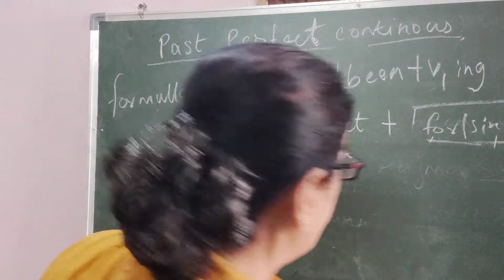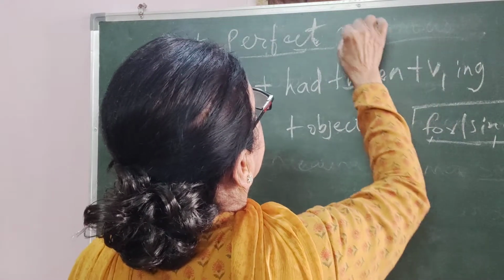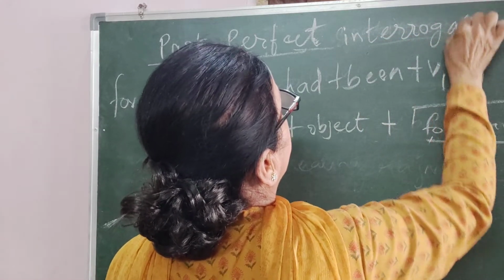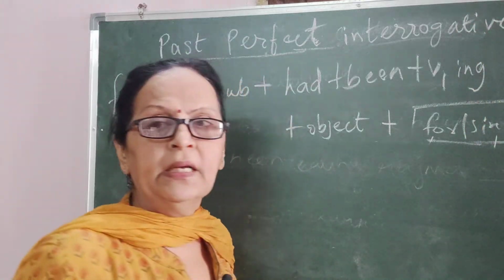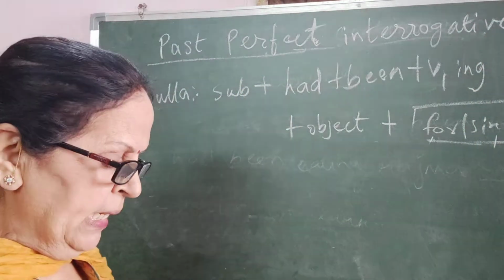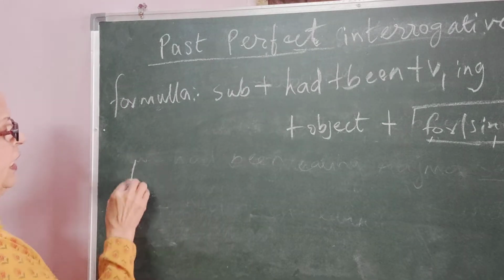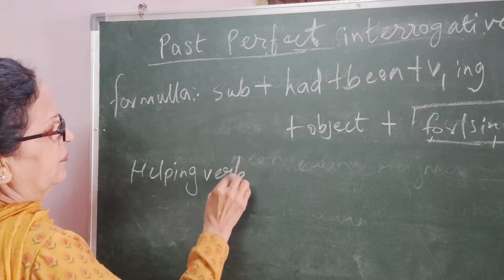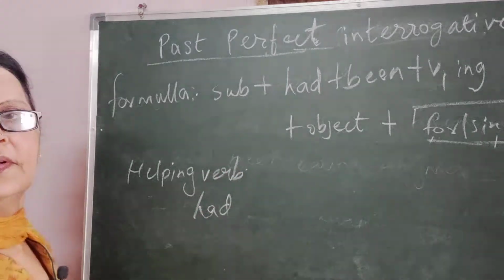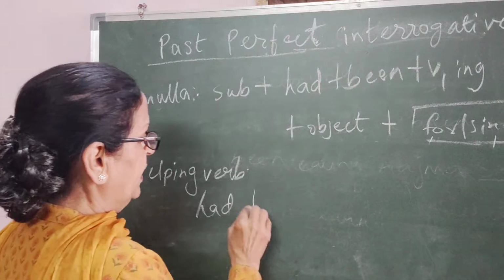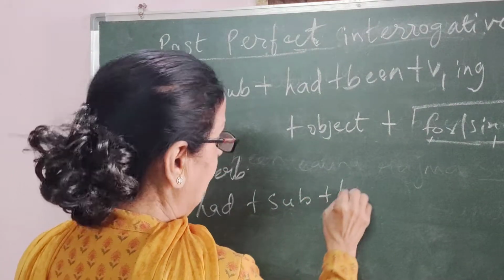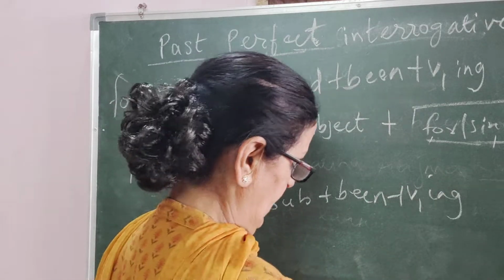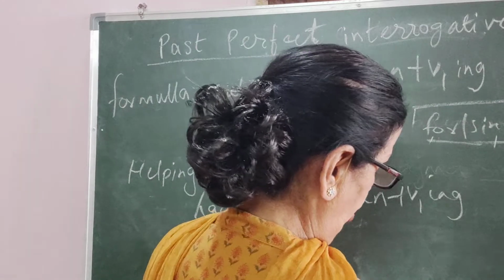Let us move on to interrogative. You may feel that I am moving fast because once you have learned the present tense very carefully, the other tenses become very easy. In interrogative, the helping verb comes first. That is had. You are going to start with had, then your subject, then been, then your verb with ing, then your object.